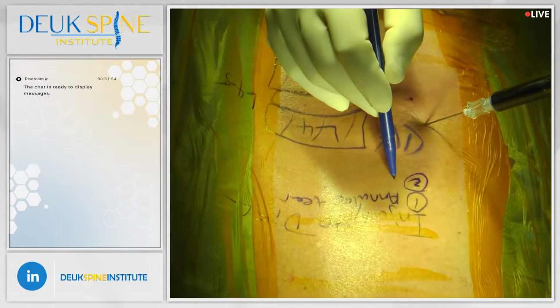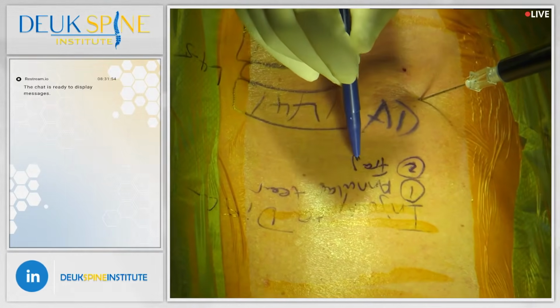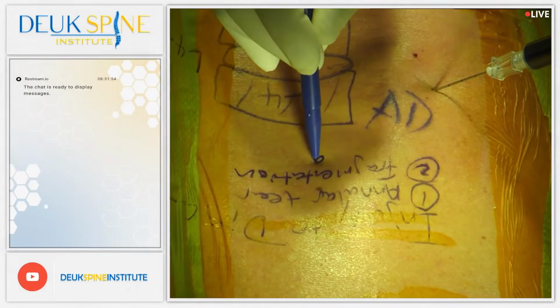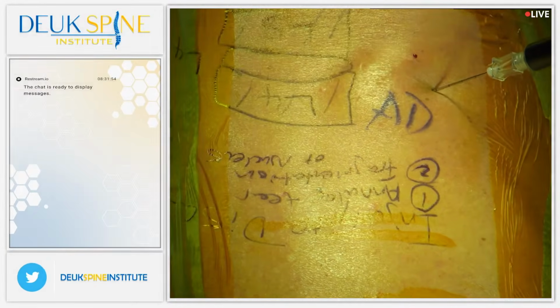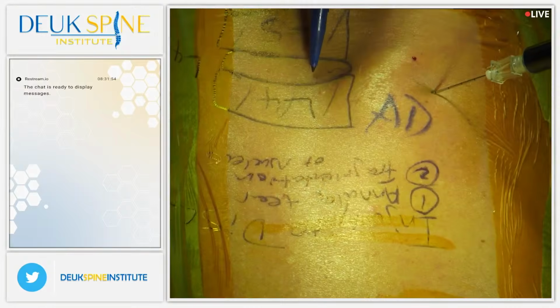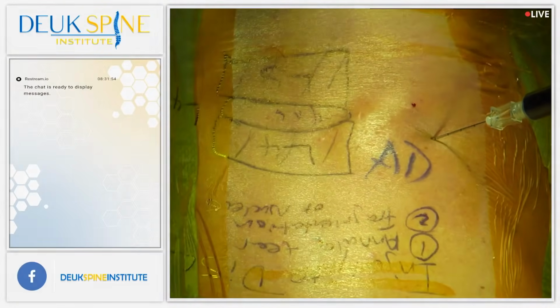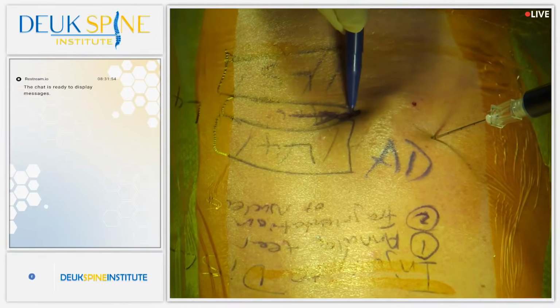And number two, you have a fragmentation of the nucleus. That is the jelly just inside the annulus. It gets crushed, fragmented into little pieces. And over time, the fragments work their way out through the tear to make what's called the herniation. And that's what this patient has.